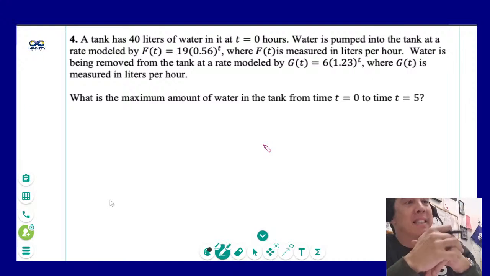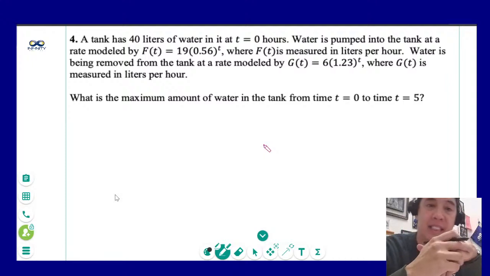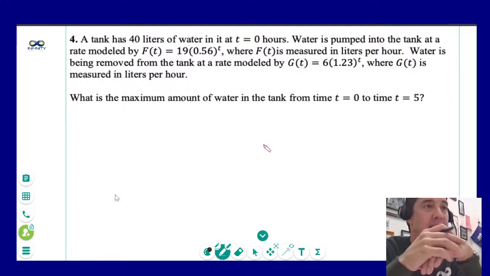A tank has 40 liters of water in it at the beginning. Water is pumped into the tank at a rate where f of t is an exponential. 19 is the scale factor, 0.56 is the exponential factor, and t is the exponent. So 19 times 0.56^t, where f of t is measured in liters per hour. Water is being removed from the tank at a rate modeled by g of t is 6 times 1.23^t, where g of t is measured in liters per hour as well. What is the maximum amount of water in the tank from the beginning till t equals 5?